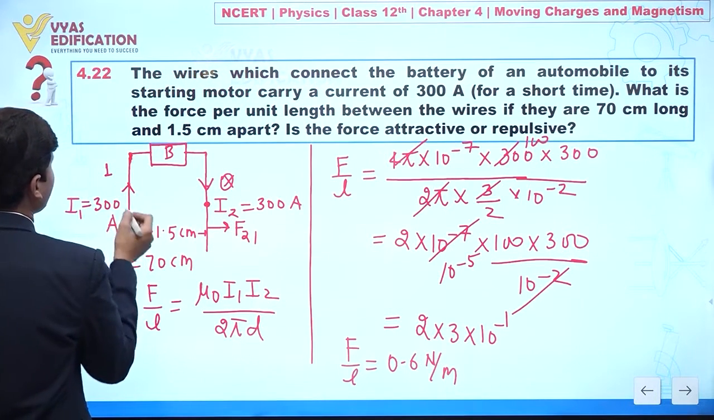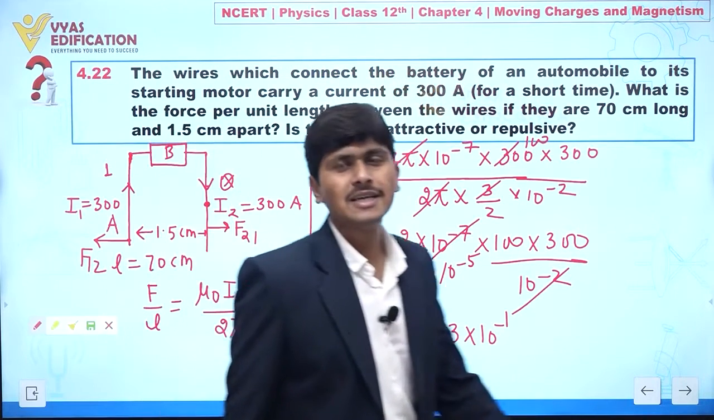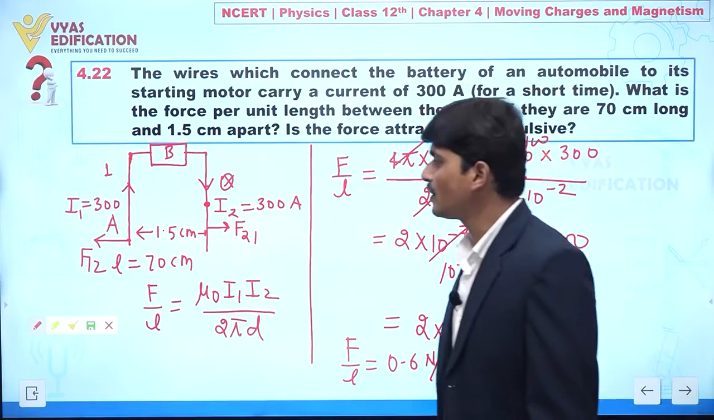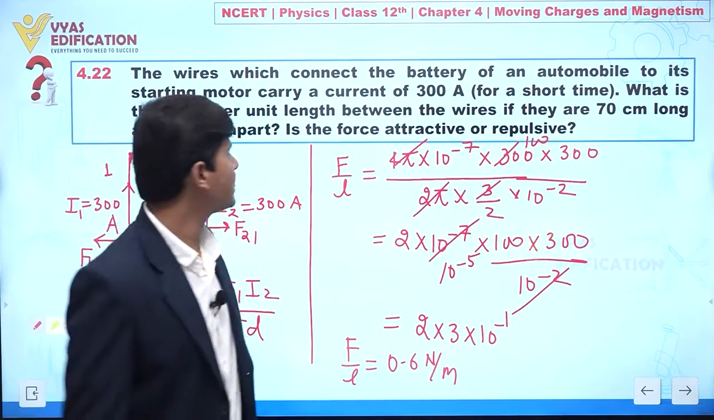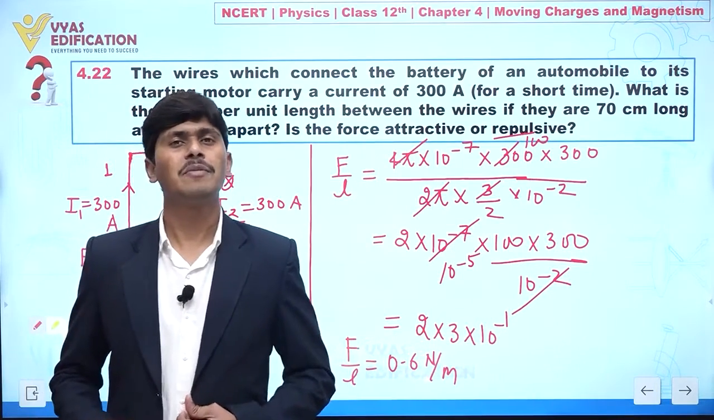Similarly, if you find it for number 1, you will find F12. Now you can say these two forces are repulsive in nature, clear everyone. So for the last part we have the answer repulsive, clear. So this is all about this question.